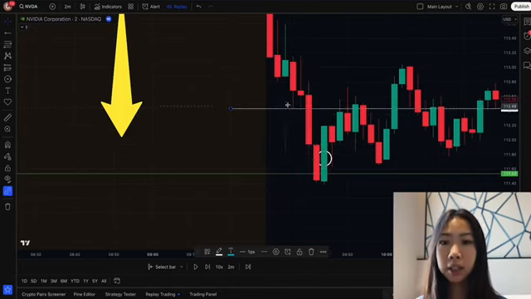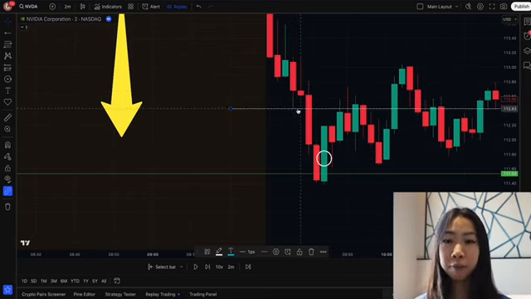So my next stop loss is now moved to this low of day, because likely if it is a true breakout, it should not break back inside. That is the low of day. That is the stop loss that I had moved to.